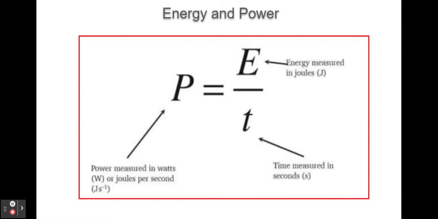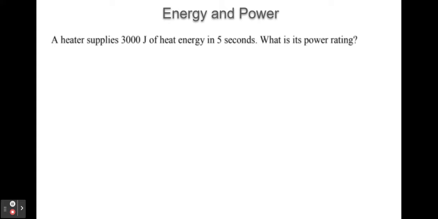And that brings us to the formula for power equals energy divided by time. Power measured in watts or joules per second. For example, a heater supplies 3000 joules of heat energy in 5 seconds. What is its power rating? So the formula, power equals energy divided by time. 3000 joules divided by 5 seconds gives us a power rating of 600 watts.